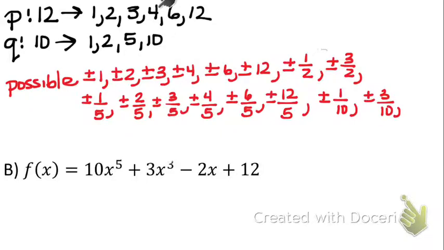4 over 10. What does 4 over 10 reduce down to? Do we already have that? Yep. What about 6 over 10? What does that reduce down to? 3/5. We already have that. And then 12 over 10 reduces down to 6/5. So that would be it.